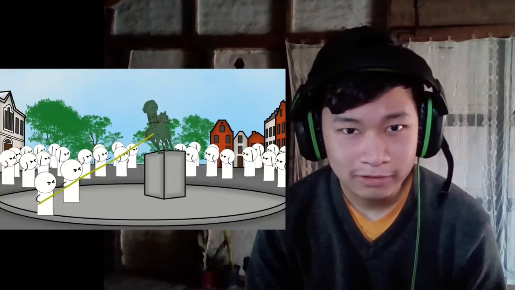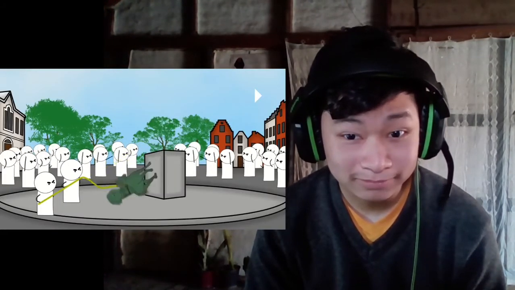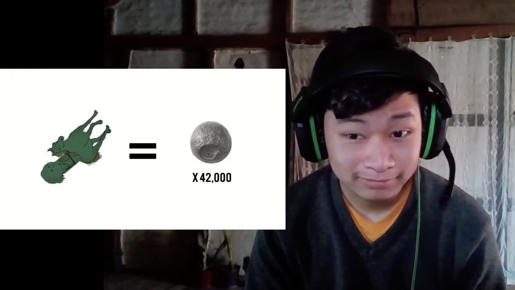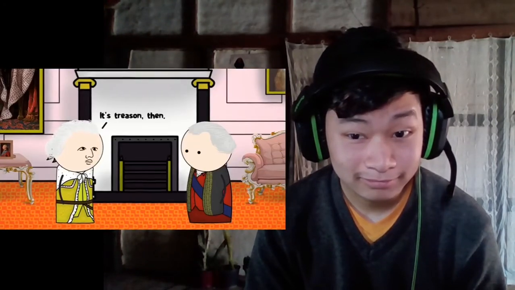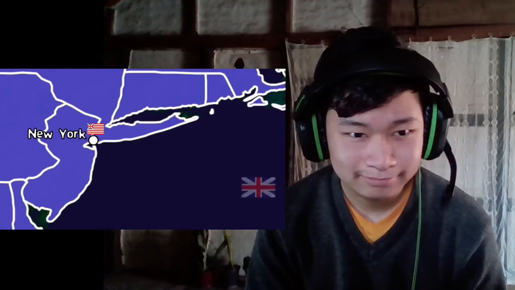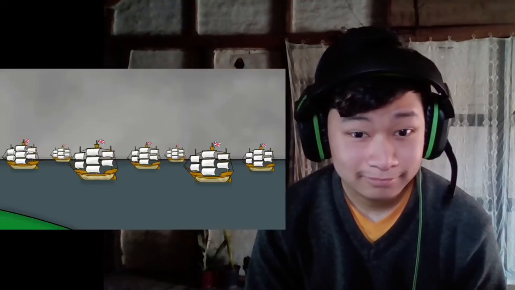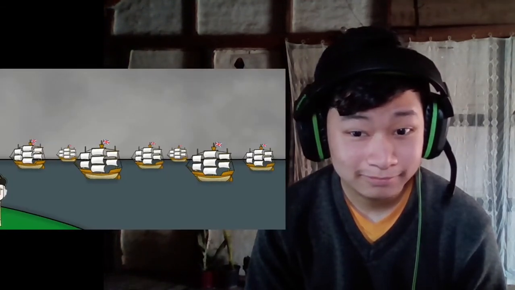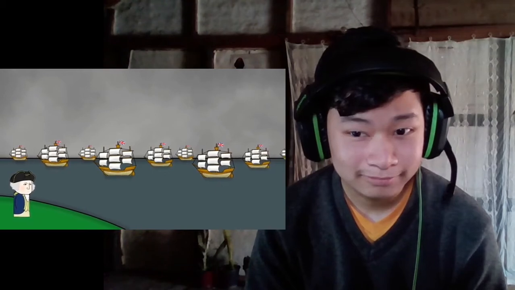The Americans tore down a statue of King George in New York and melted him down into 42,000 musket balls. To the British, it was treason, and if the king had his way, Washington and all of Congress would be hung. Speaking of the British, guess who's back? The king sent an intimidating force of 130 warships and 25,000 men to New York. Washington knew that taking on the most powerful military in the world wouldn't be easy.